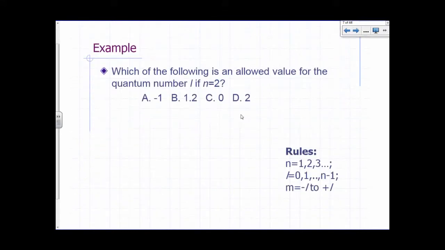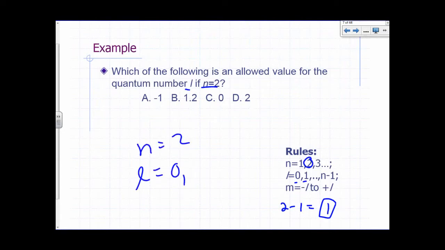Let's take a look at this one. Which of the following is an allowed value for the quantum number l if n equals 2? So if n is 2, l can go from 0 to 1. Okay? 2 minus 1 is 1. So the highest possible l is 1. So if n equals 2, l can just be 0 or 1. So 0 is allowed. -1 is not allowed. 1.2 is not allowed. 2 is not allowed.